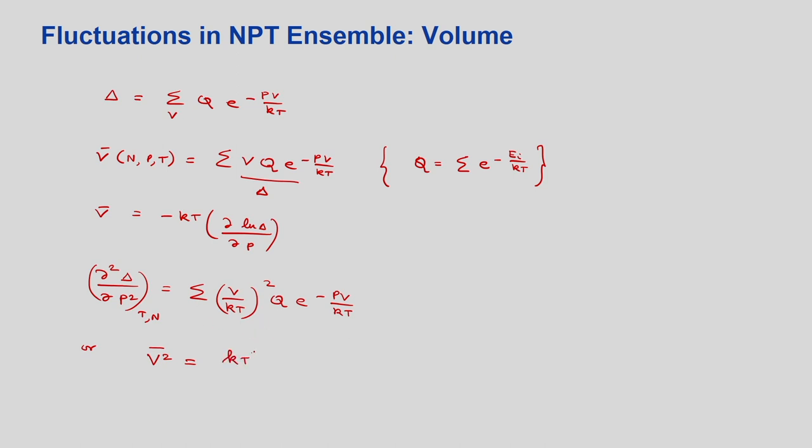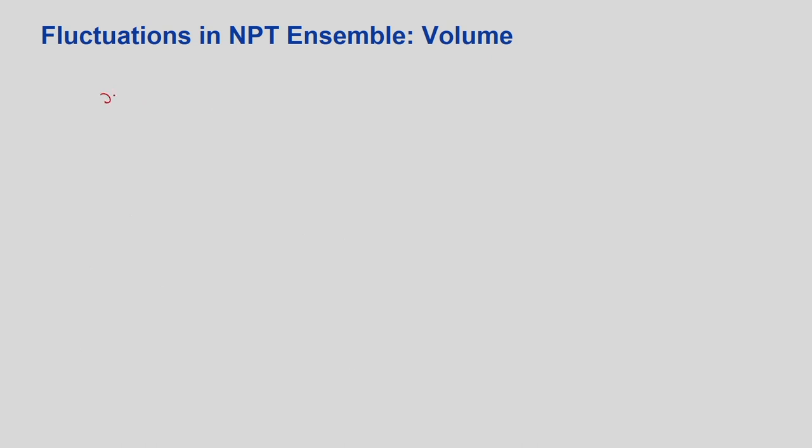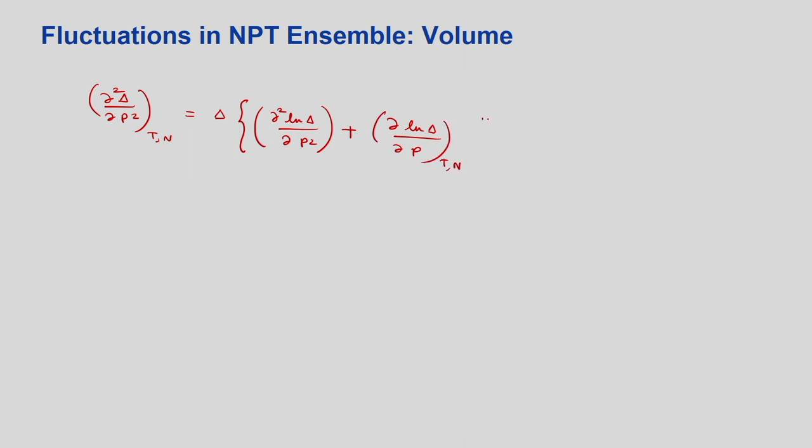So it will be N into KT square, which is simply KT square by dou square delta by dou P square, keeping T and N constant. These two equations you should remember. Let us call them equation 1 and equation 2. Now I can also write dou square delta by dou P square at constant temperature and N as delta into dou square ln delta by dou P square plus dou ln delta by dou P, keeping T and N constant.